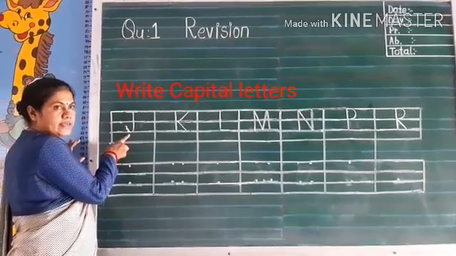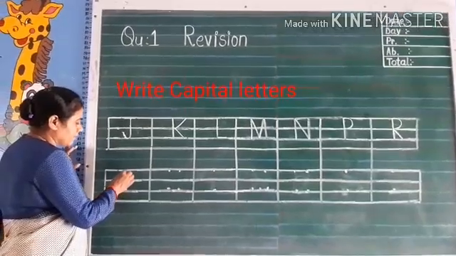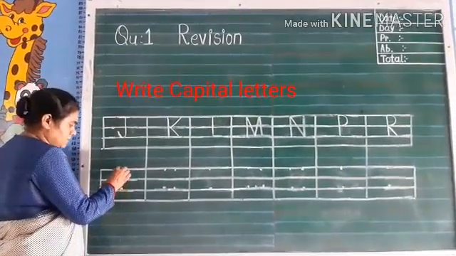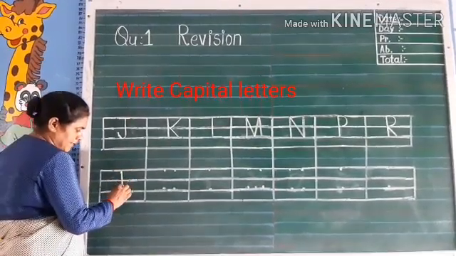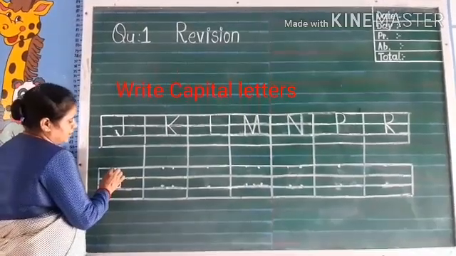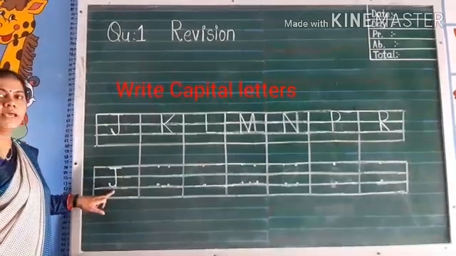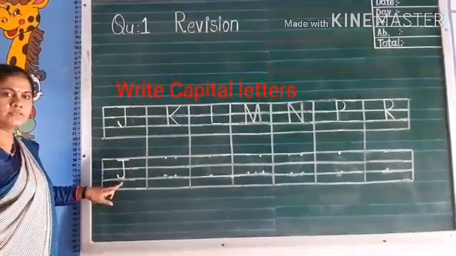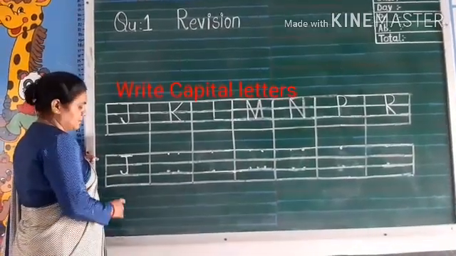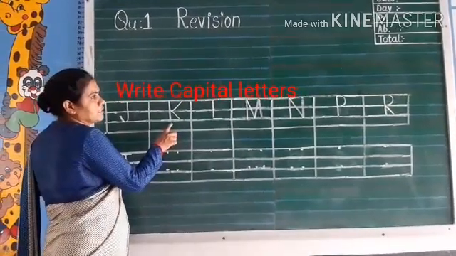Look at here. Which letter is this? Capital letter J. How to write capital letter J? First, 2 dots are given. First up to down, make a standing line. Little curve and upside sleeping line. This way you have to write capital letter J.